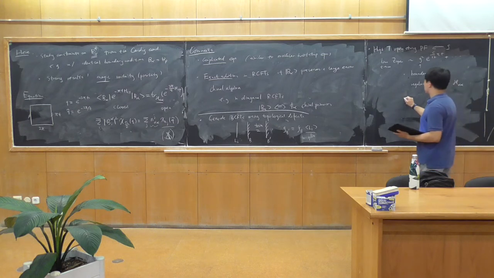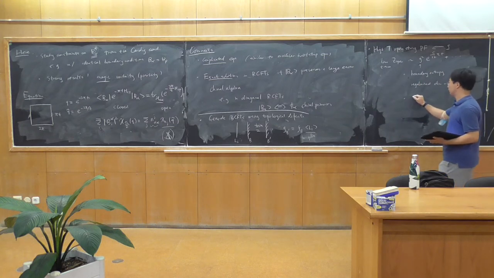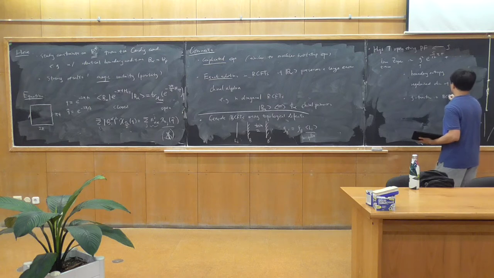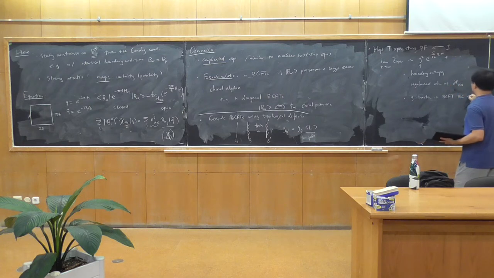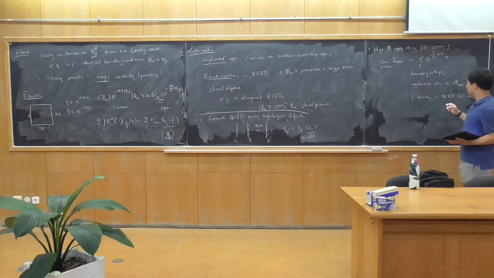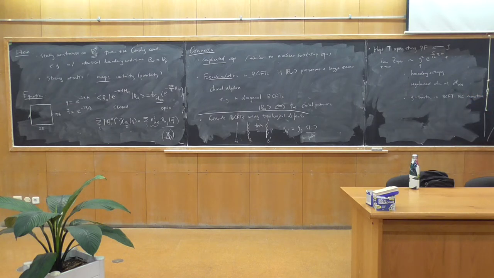And another thing I just want to mention is that the g function is a boundary RG monotone, meaning that it monotonically decreases under boundary RG. And even better, the g function is monotonic under the boundary RG for the BCFT case. Sorry, actually, as a general fact.